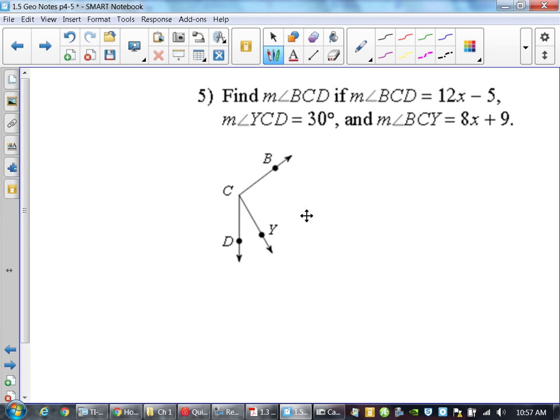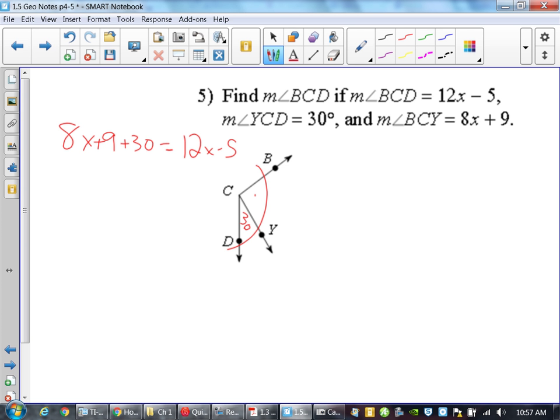So if I want to write this out, I know I have two smaller angles add up to equal the larger. So I write it out. BCY is the 8x plus 9 plus the 30, equals 12x minus 5. And there we go. And notice you're back to the same exact two-step style algebra problem we've been working on.